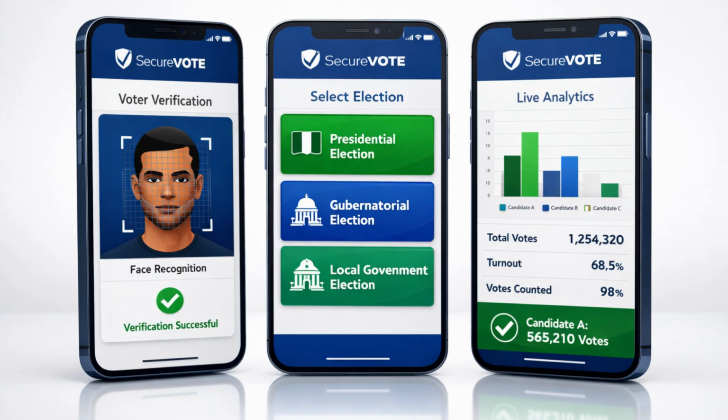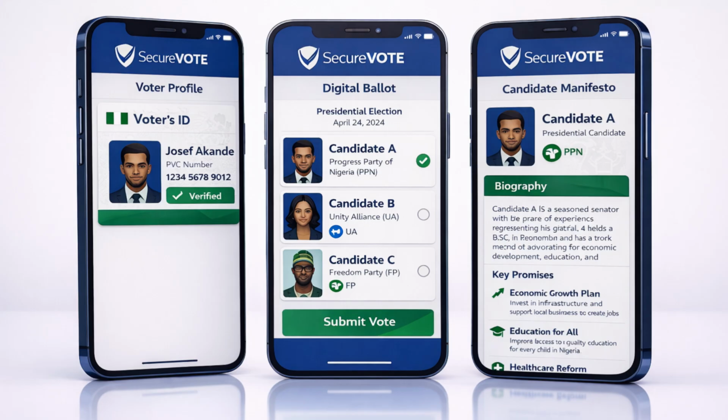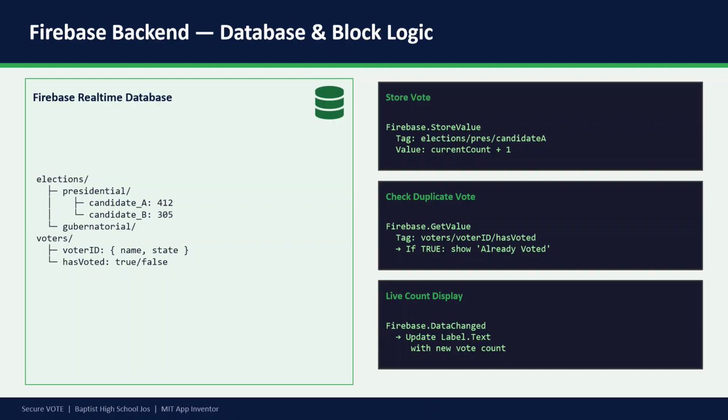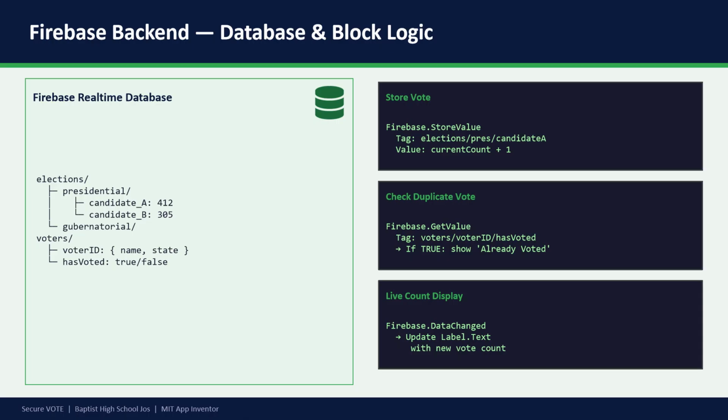The ballot screen is the actual voting page, clean, simple, and secured. Once you vote, the button is disabled so you cannot vote twice. And finally, the analytics screen, which shows live results as votes come in. On the left, you can see the structure of our Firebase real-time database. We have 2 main data trees: election, which stores vote counts per candidate, and voters, which stores whether each voter has already cast their vote.